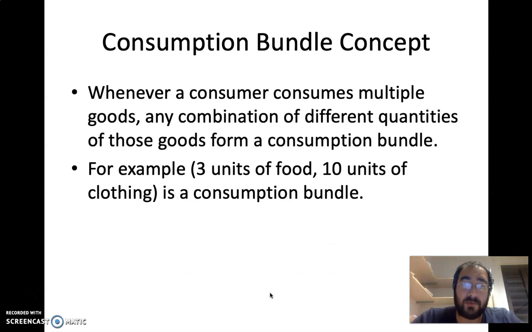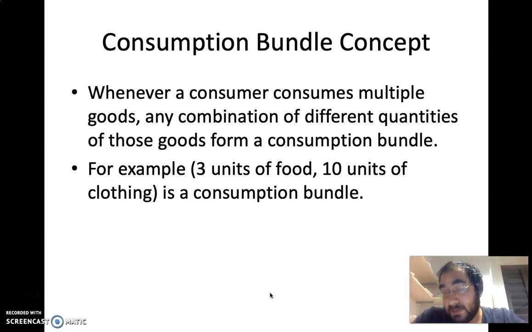So now, consumption bundle. Usually consumers don't consume just one good, but multiple goods. Any combination of different quantities of the goods forms a consumption bundle. For example, 3 units of food and 10 units of clothing is a consumption bundle. Here I define the goods broadly. So if you define them broadly, for food, for example, you cannot provide conventional units like kilogram, because different types of foods are combined. Kilogram is meaningless in that sense. The same is true for clothing.